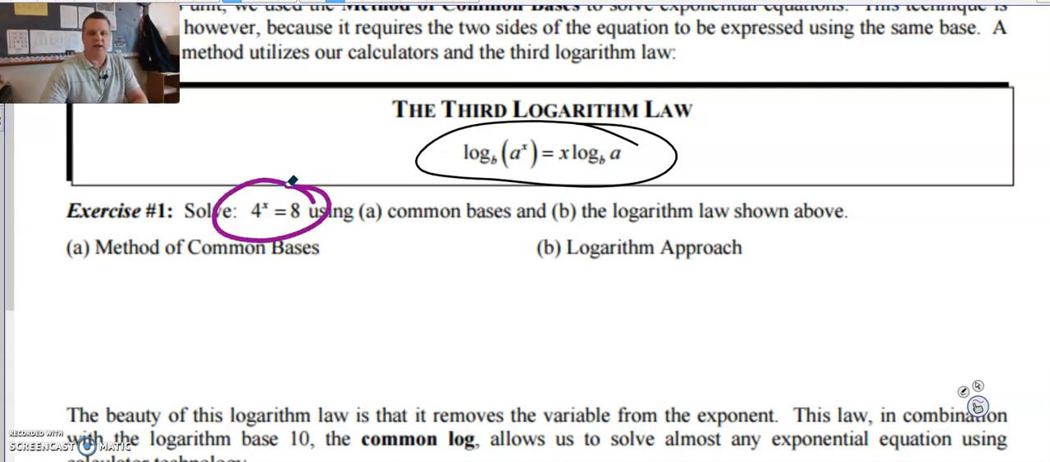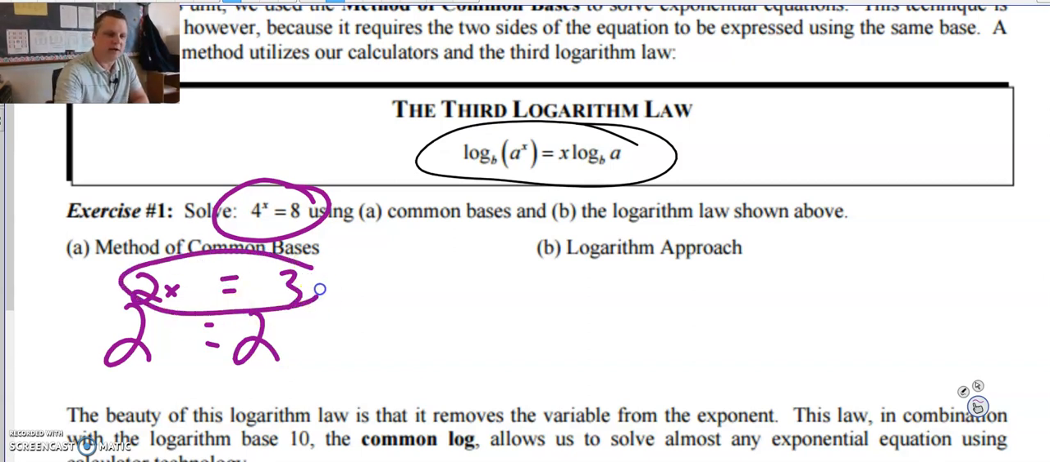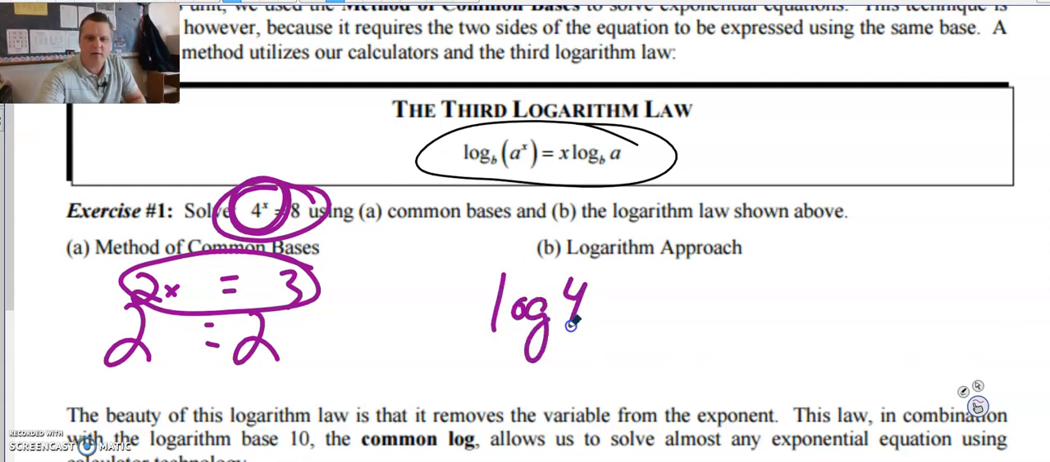4 to the x equals 8, the method of common bases, remember, was 2 to the 2x equals 2 cubed, because 2 squared is 4 and 2 cubed is 8. So then you set the exponents equal to each other and solve. Now, the log approach is you would get the value with the exponent by itself, so that 4 to the x has to be by itself. And then whatever you do to one side, take the log, you do to the other.